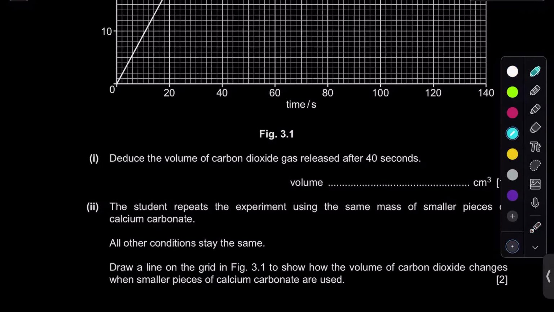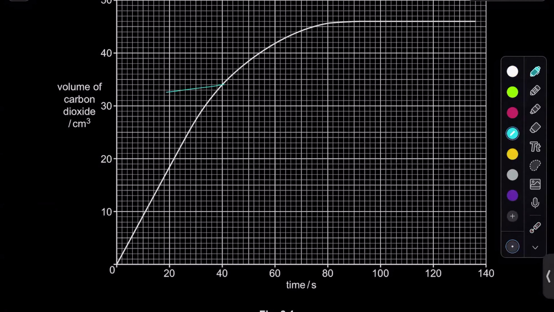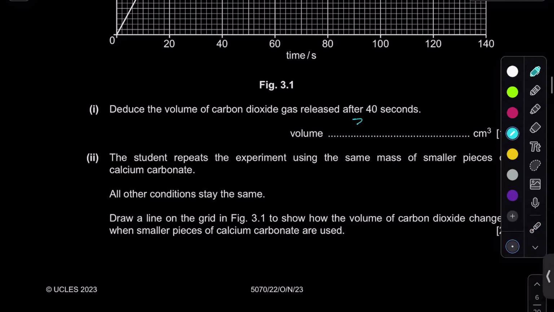Use the volume of carbon dioxide released after 40 seconds. So at 40 seconds we make a line like this, and that is giving us 34. So 34 cm cubed after 40 seconds. The student repeats the experiment using the same mass of smaller pieces. Smaller pieces means higher surface area, so the reaction will be faster. Draw a line on the grid to show how the volume changes.